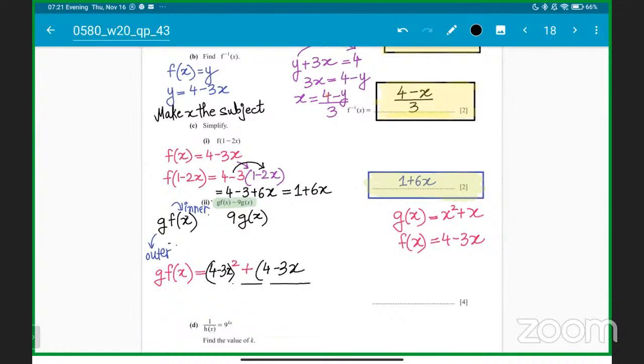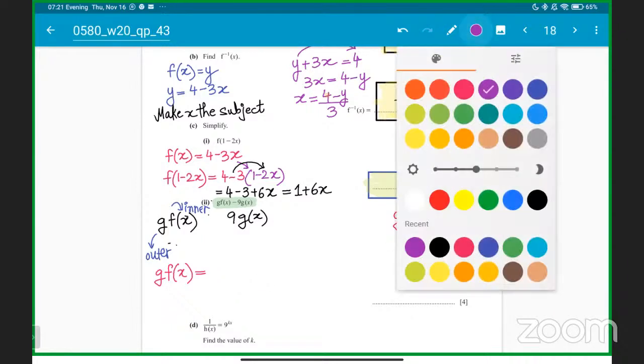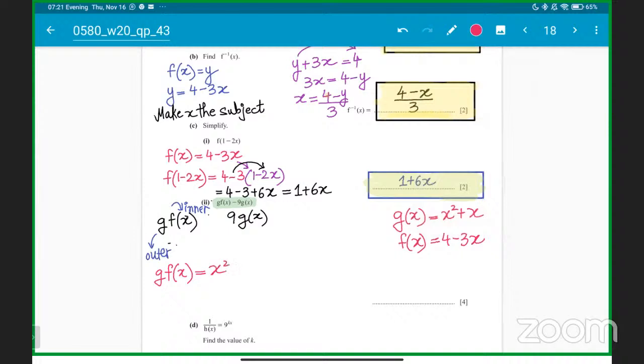Okay, I've written it first, I'll do it one more time. Follow carefully. If you have to find the composite function, you write the outer function, that is g. G is coming outside, g is coming first. So you write the g function, and wherever x is written in the g function, it gets replaced by the f function. That's what I'm doing here. Instead of x, I write (4 minus 3x) squared plus (4 minus 3x).